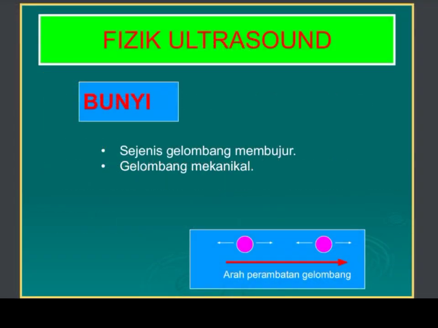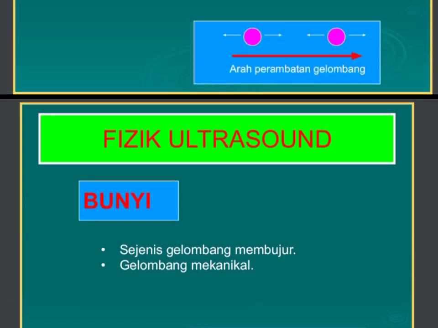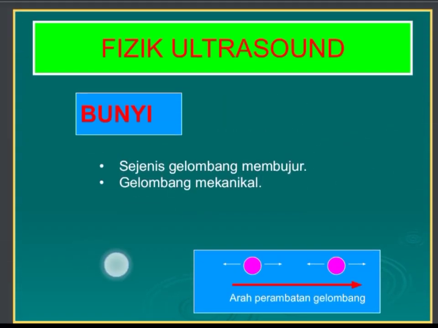Gelombang bunyi adalah sejenis gelombang membujur dan ia adalah sejenis gelombang mekanikal. Gelombang mekanikal ini adalah gelombang yang perlu melalui bahan, ya. Dan ia tidak boleh bergerak dalam keadaan vakum. Apabila gelombang bunyi melalui sesuatu bahan, zarah pada bahan itu akan bergerak, iaitu akan bergetar bersama dengan gelombang bunyi.